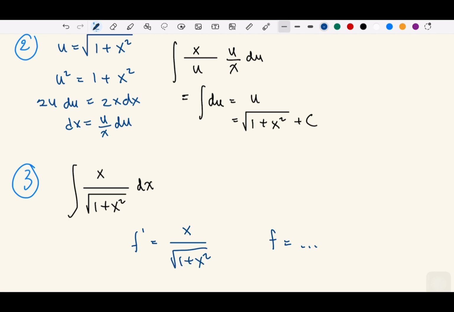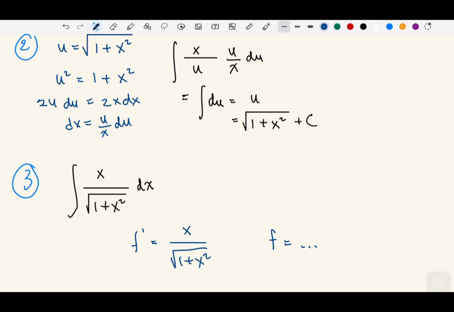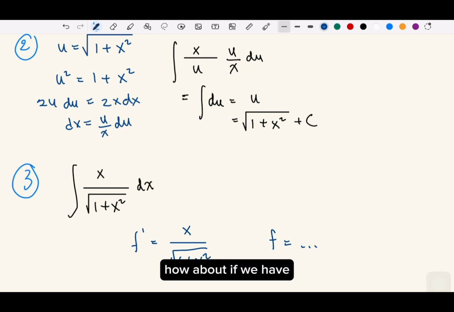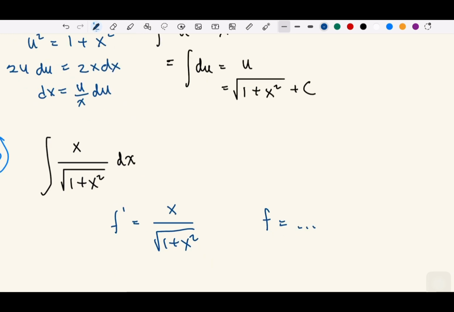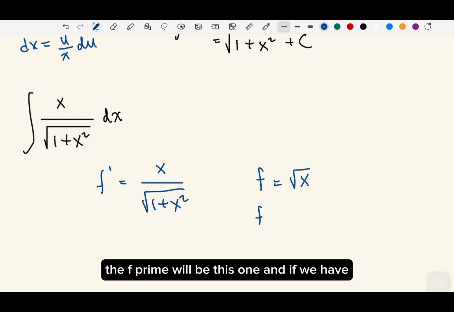Remember, if you, for example, take the square root of x, what happens when you derive that? 1 over 2 square root of x. At least we get some idea. We get the square root. So we basically try and error, but in a smart way, okay?